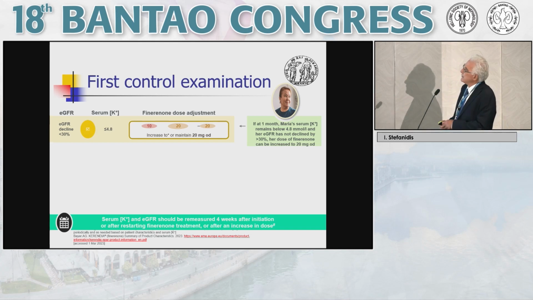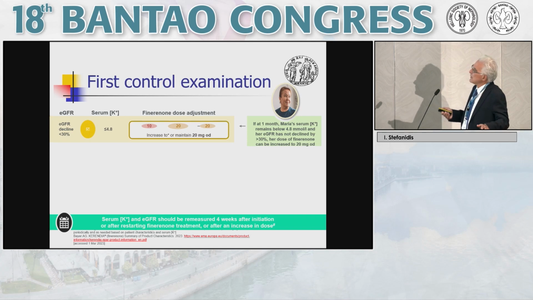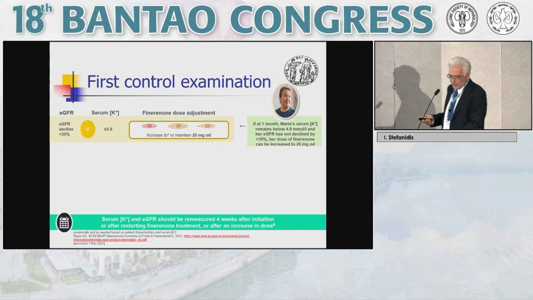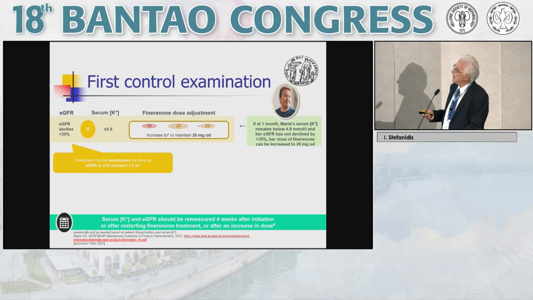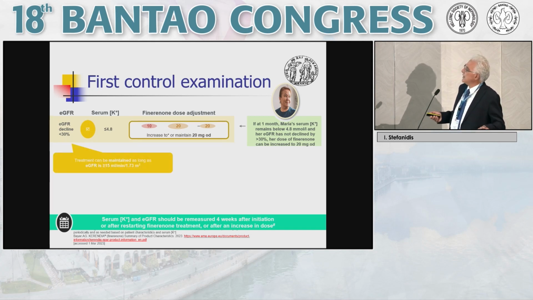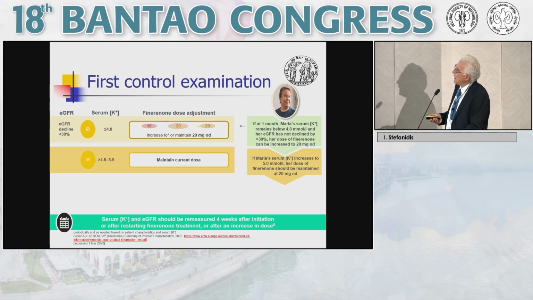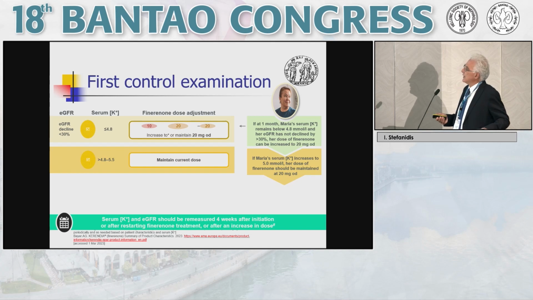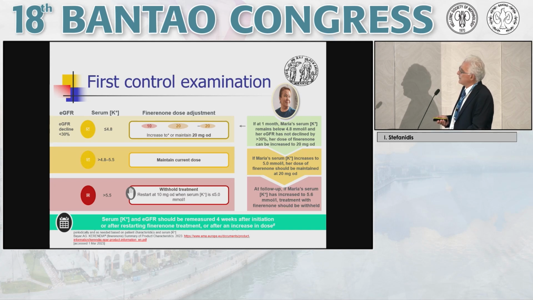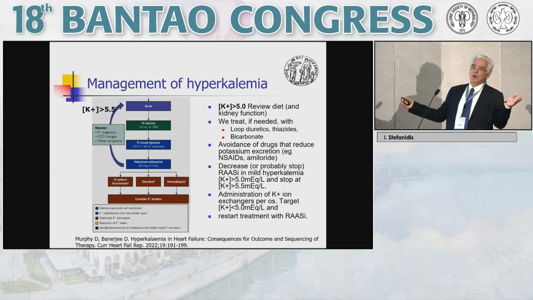What do we do? We control EGFR in 1 month, 2 weeks, 1 month according to the guidelines. If the patient doesn't have a decline of GFR, we go further with our finerenone doses, 10 milligram or 20 milligram, as we have achieved at that time point. And if potassium is higher than 4.8, we maintain the dosage. And if potassium is higher than 5.5, we stop and restart after treatment of hyperkalemia. You know how we treat hyperkalemia.